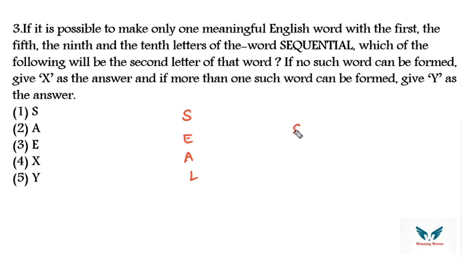So is it possible to make a meaningful English word with these letters in this particular word? So we have already got one word. What is that word? Seal. Not only seal, you can go with the other word, sail, also. So I'm getting two words. If I look at the options, if no such word can be formed, give X as the answer, and if more than one such word is formed, give Y as the answer. So I have got two words, means my option is option number 5, Y.